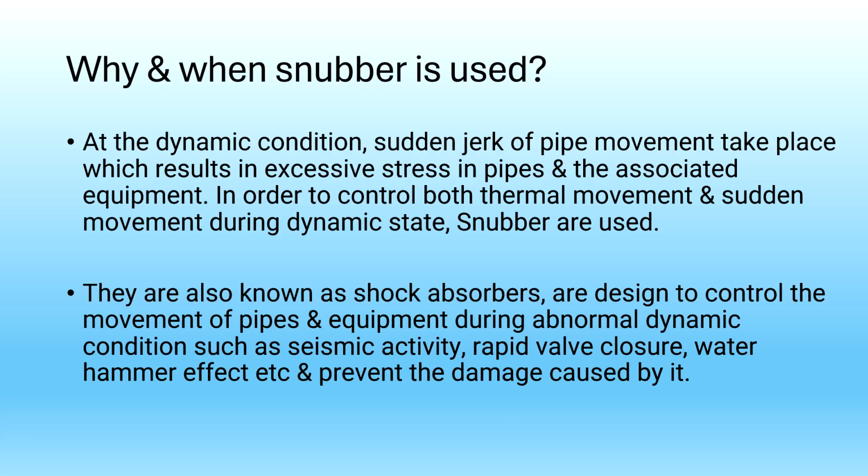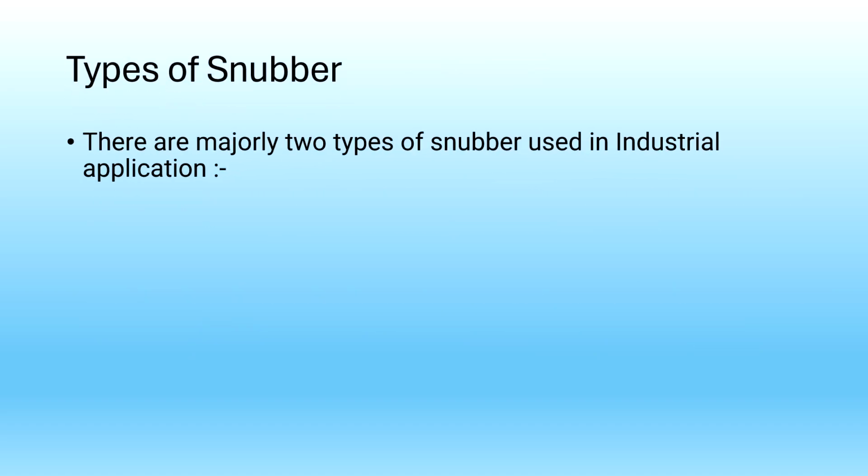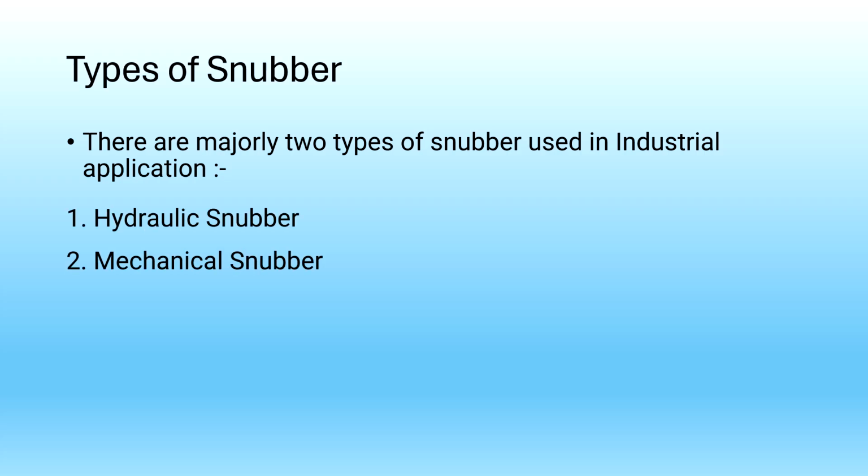They are also known as shock absorbers, as they absorb the shock, the sudden force which is imposed on the supports of these snubbers. They are designed to control the movement of pipes and equipment during abnormal dynamic conditions such as seismic activity, rapid valve closure, and water hammer effect, and prevent the damage caused by them. Now, types of snubbers. Generally, there are two types: one is hydraulic and the other is mechanical snubbers.